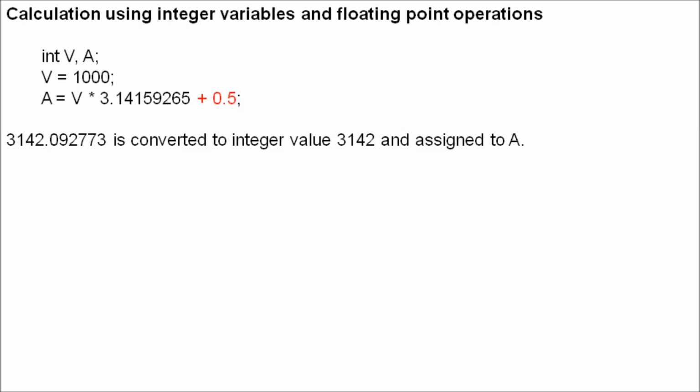Here the input v and output a are integer variables, but the multiplication and addition operations are floating points. The integer value contained in variable v is converted to a floating point value to match the type of the literal constant, and then multiplied with the constant using floating point multiplication. In order to round the result to the nearest integer, we must increase the absolute value of the float result by 0.5. The result is then automatically converted to an integer before being assigned to the integer variable a.